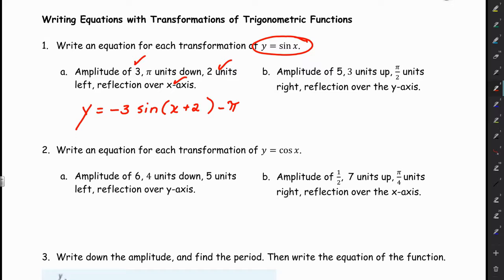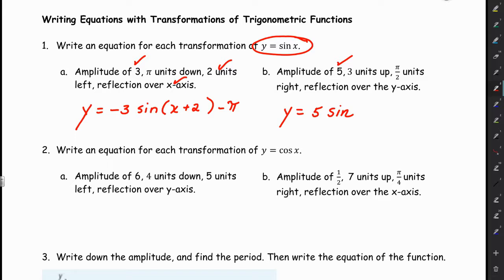For letter B, the amplitude's 5, 3 units up, pi over 2 units right, and a reflection over the y-axis this time. So we do not have a negative in the front because the reflection over the y-axis will be in front of the b value this time. So we have a 5, we have sine.